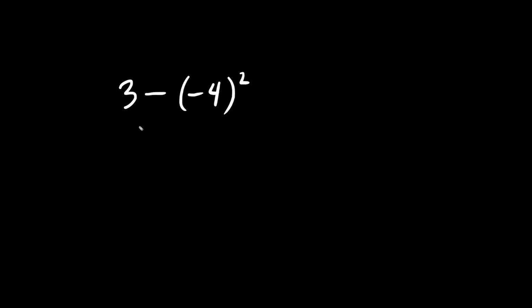Now let's try 3 minus bracket negative 4 squared. We have 3 minus negative 4 times negative 4, which is positive 16. So we have 3 minus 16, which is definitely a negative number. What is 16 minus 3? We have 13. If you have $3 and you spend $16, you have negative money.